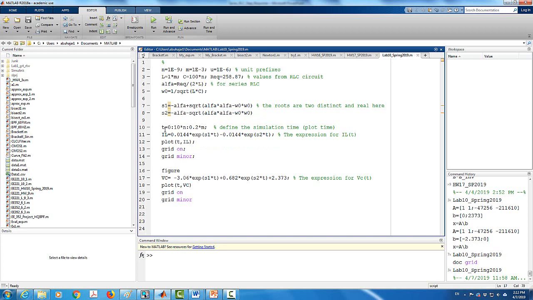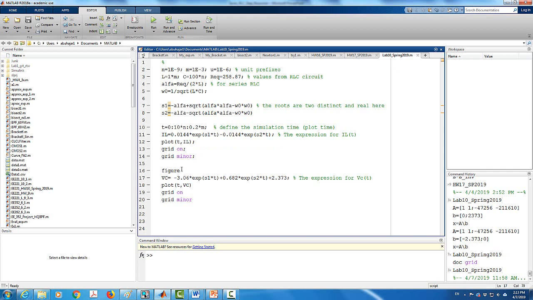Then I need to define a vector that defines the time. So here I'm simulating my time from 0 to 2 milliseconds with a step size of 10 nanoseconds. And then I enter the equation for IL, and I'm going to plot IL. I will show the grid, and I will show the minor grid, basically to make my graph easy to visualize and see.